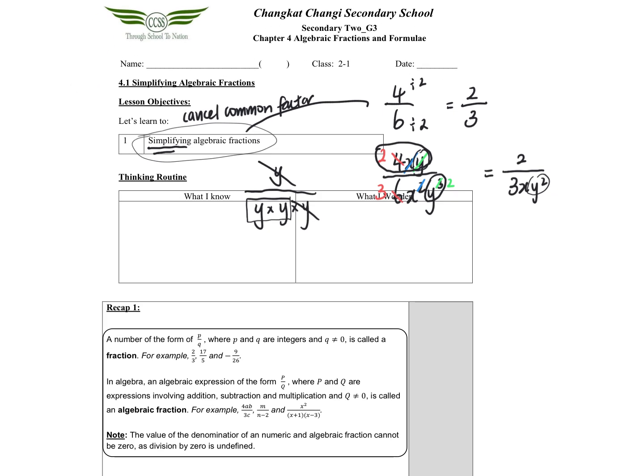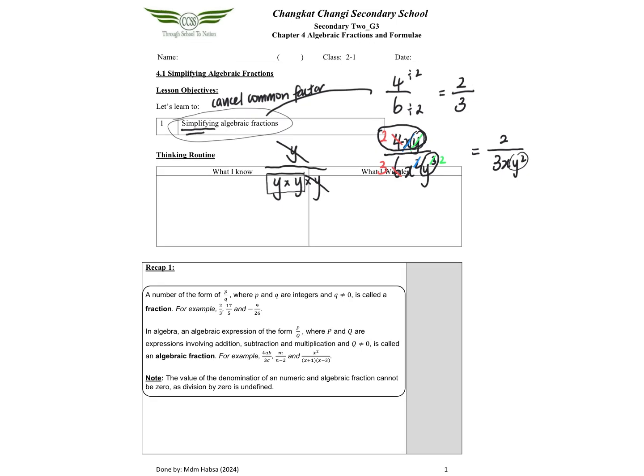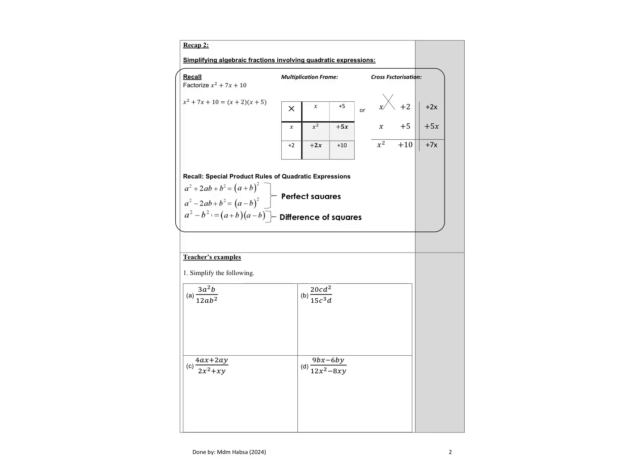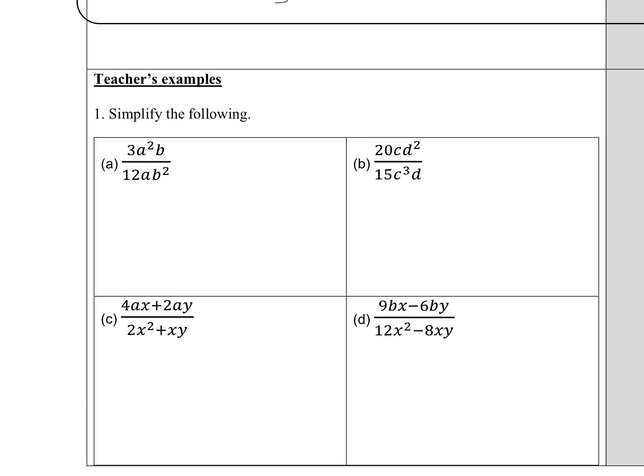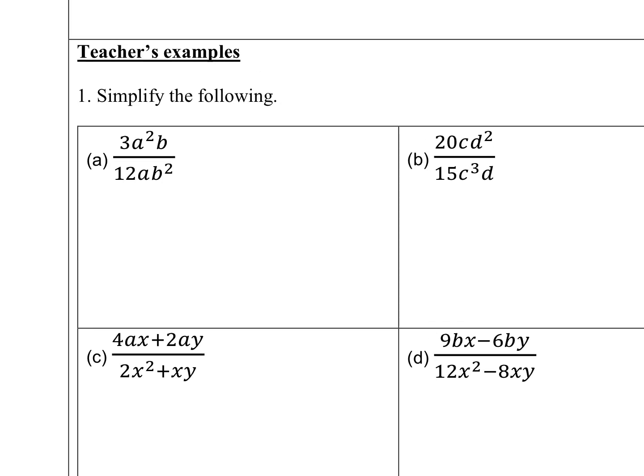So simplifying is this thing. So how do we do that? Okay, so this one, all this chunk is talking about the same thing. Just that in an algebraic fraction, it is not just numbers. You will see letters in the numerator and denominator. Okay, so first thing first. This one just now I recapped already, so I don't recap anymore. We will try an example here.